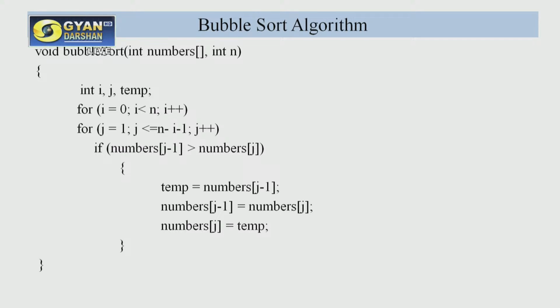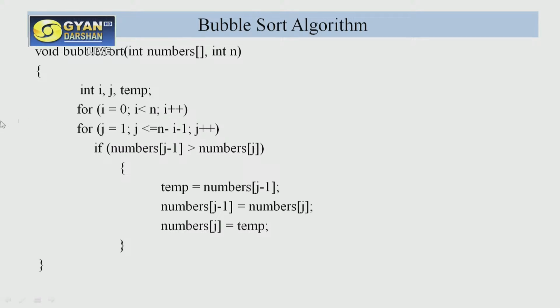And for every i, the inner loop j will execute from j is equal to 1 to j less than or equal to n minus i minus 1. So when i is 0, it will execute till j is less than or equal to n minus 1. If, say, n is 10, it will execute 9 times.